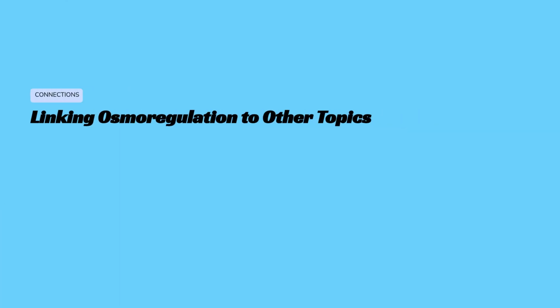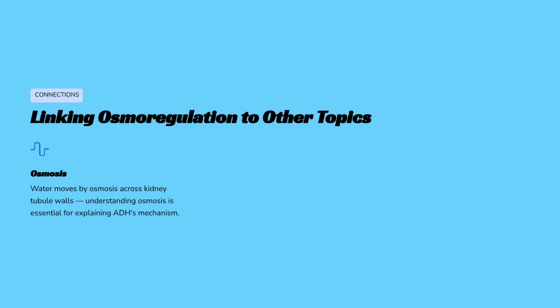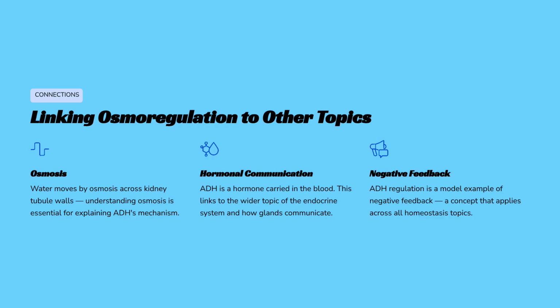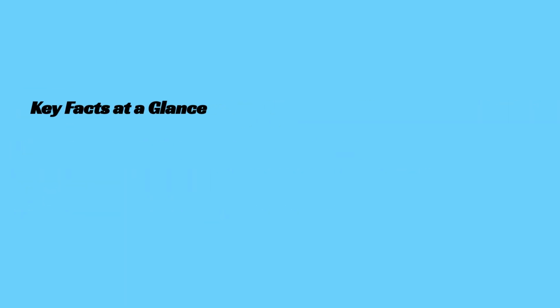Osmoregulation connects to other topics like osmosis, which explains water movement in kidney tubules. It's part of hormonal communication, linking to the endocrine system, and is a perfect example of negative feedback, a concept used across homeostasis. Remember these key facts.